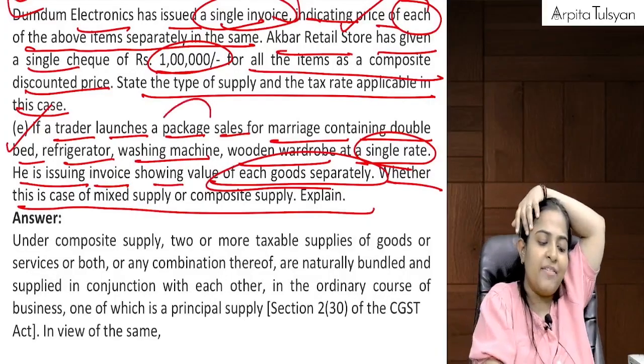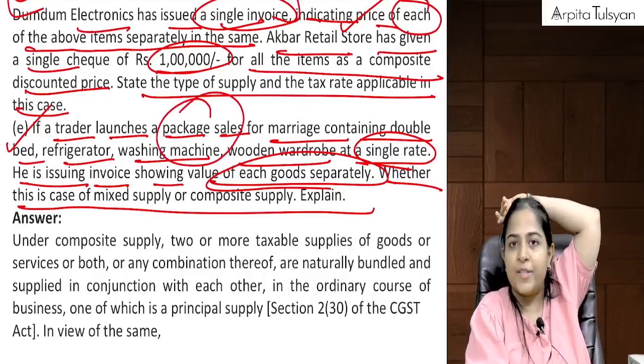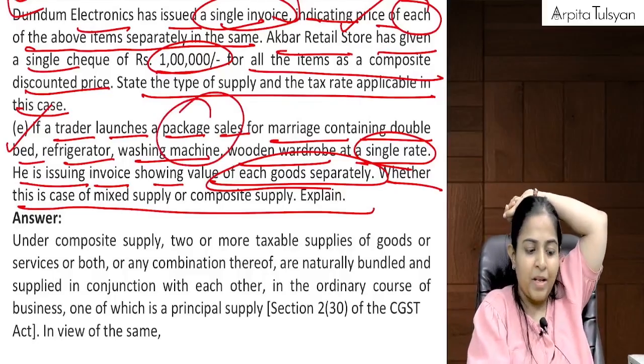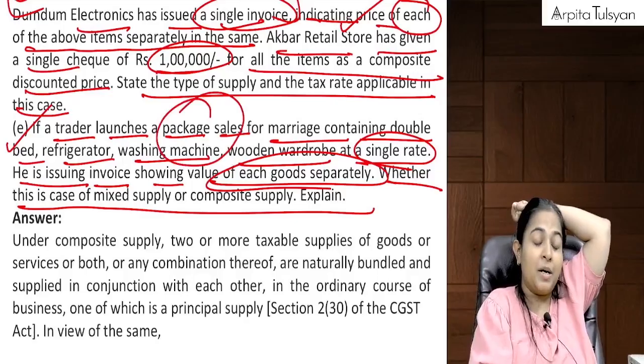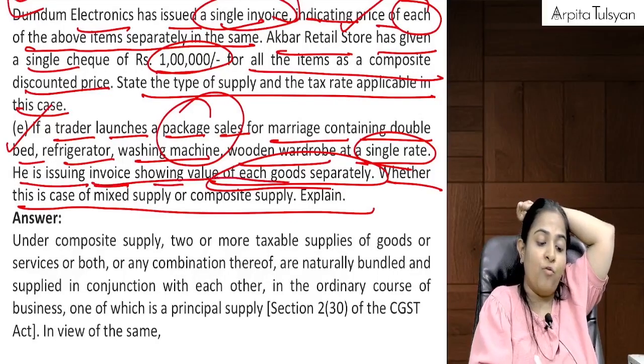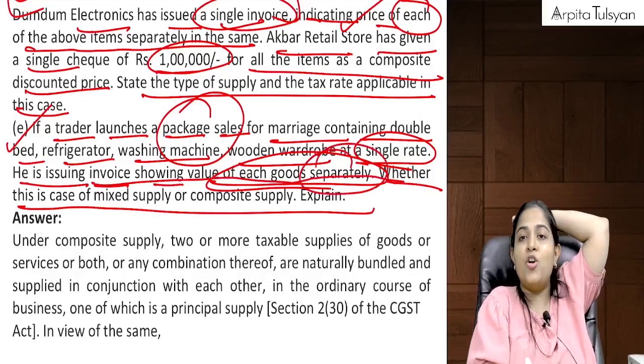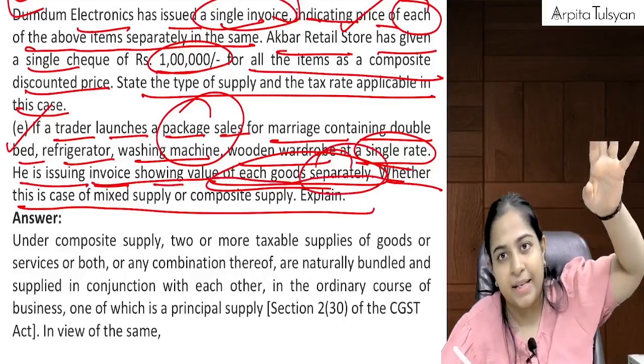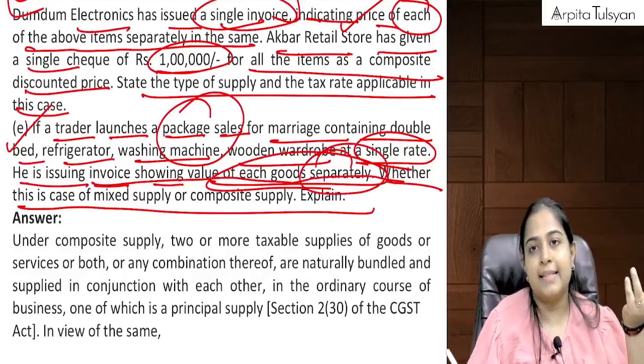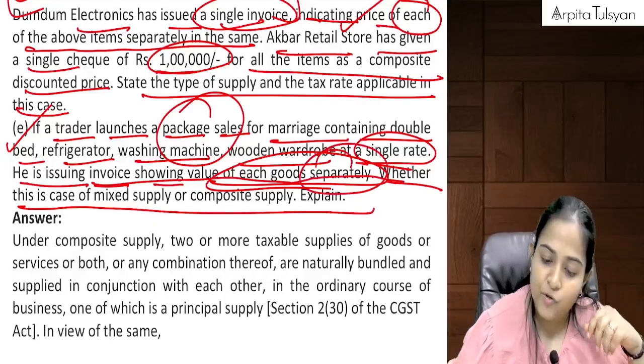Similar, because first of all, this is not a composite supply. These are not purchased together normally. It is not a mixed supply because he has made the invoice giving the value of each good separately. So it is not even a mixed supply. And lastly, it will be considered as individual supply.